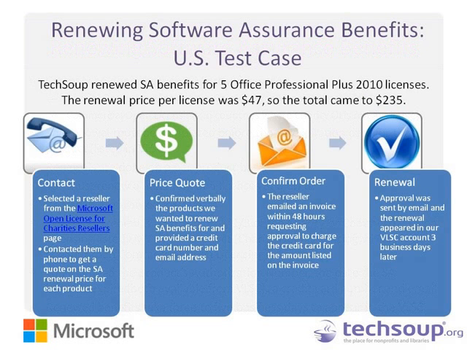So we actually went through this process here at TechSoup to test it out and see how it worked. We renewed the software assurance benefits on Office Professional Plus. 5 licenses was the minimum, so we renewed 5 licenses. The price that we were quoted was $47 per license, so our total came to $235 to renew the benefits for all 5 licenses.